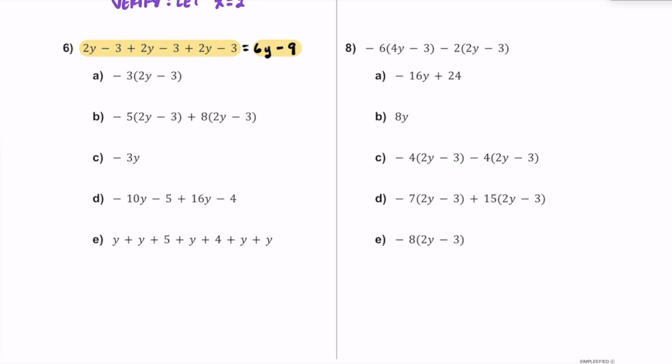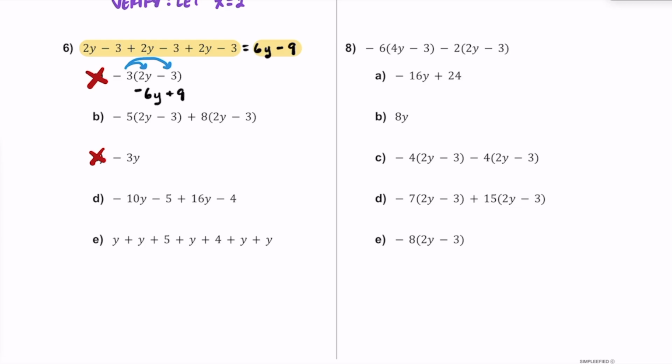Right away, I like getting rid of an answer choice that doesn't make sense. So if you accidentally said you could combine these like terms, they're not like terms, so you can't do that. So let's get rid of C, all right? And let's go ahead and now try the other one. So A, you can go ahead and distribute here. If we go ahead and do so, we'll get -6y plus 9. Ooh, this one's very close. However, these are opposite coefficients and these are opposite constants. So this is not going to work for us, right?